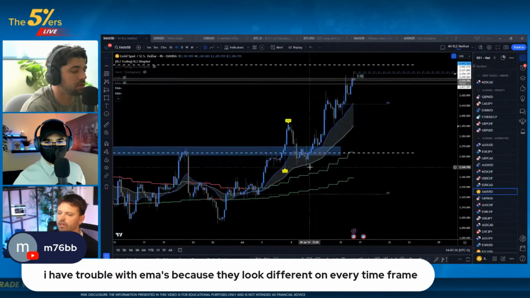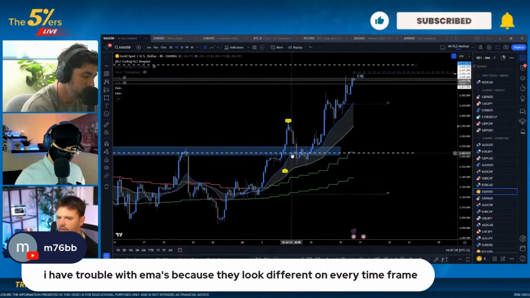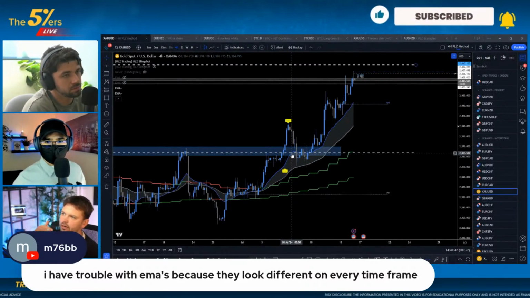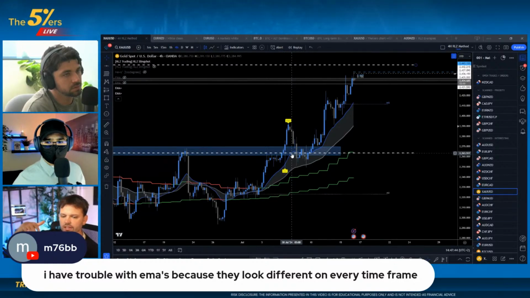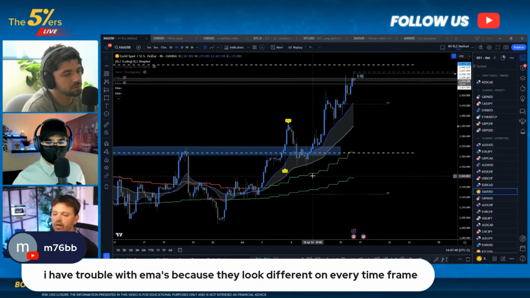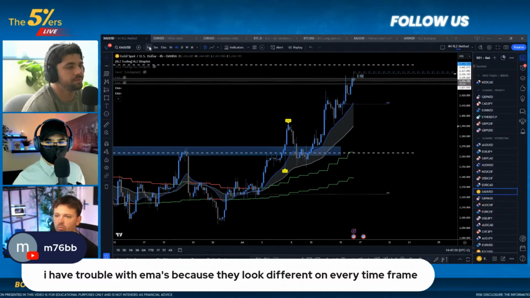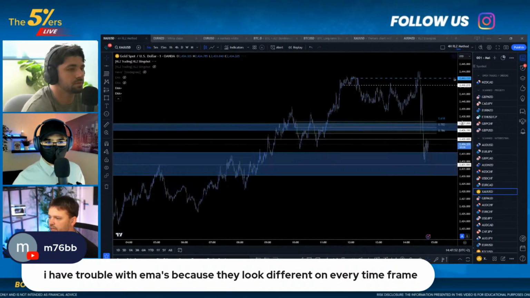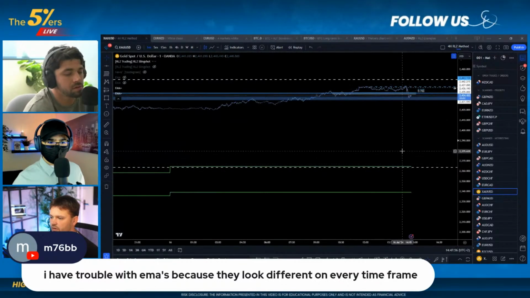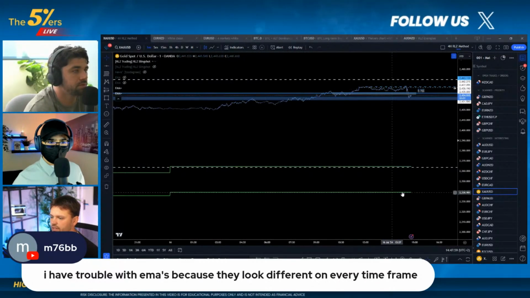This is to make sure that you're trading with the higher time frames. If your system is based on, for example, only going long when price is above the daily 20 EMA, it's pretty nice to know where the daily 20 EMA is on whatever time frame you're watching. If you're on the 1 minute, you can easily see the daily EMAs are here, this is the 20 and this is the 50.